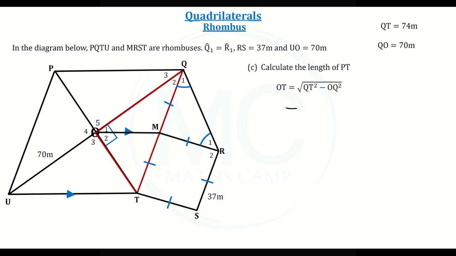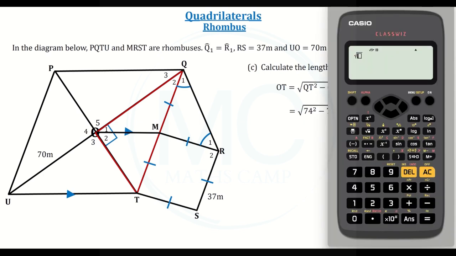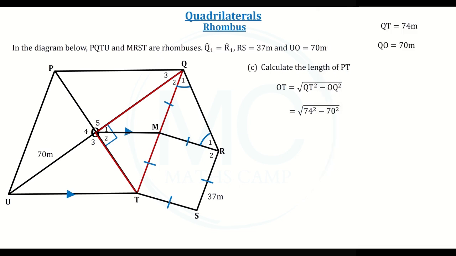Now we can fill in our values. We know that QT is 74 meters long, so we say 74 squared minus OQ, we know it's 70 meters long, so we say 70 squared, all under a square root. Now we can take our calculator and we can say the square root of 74 squared minus 70 squared is equal to 24. This is the length of OT.